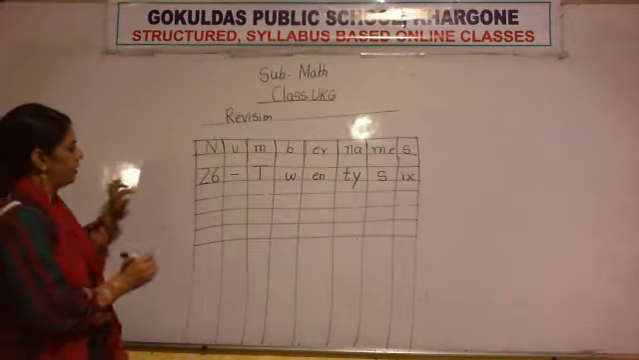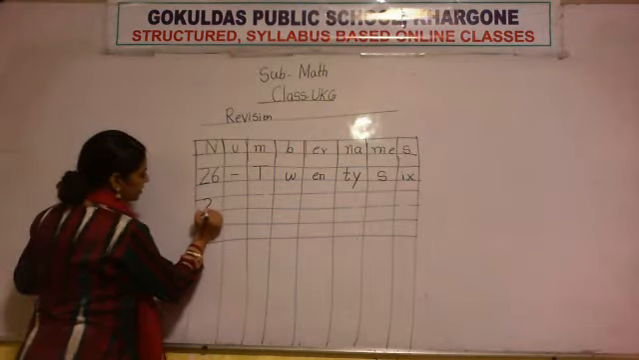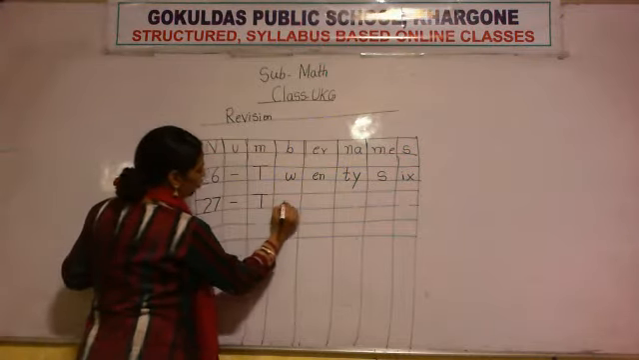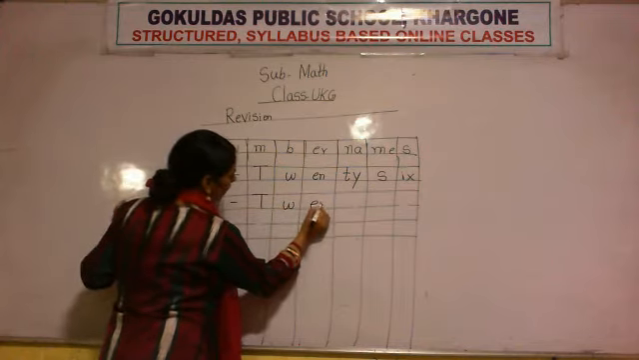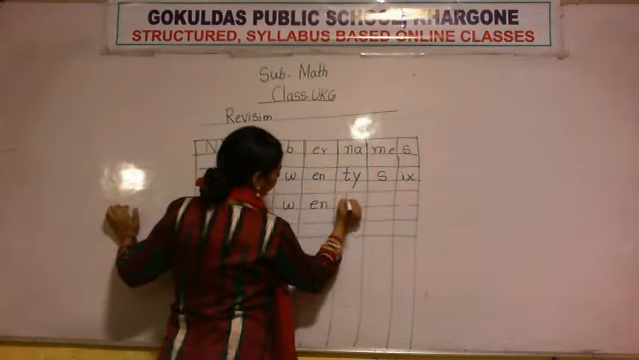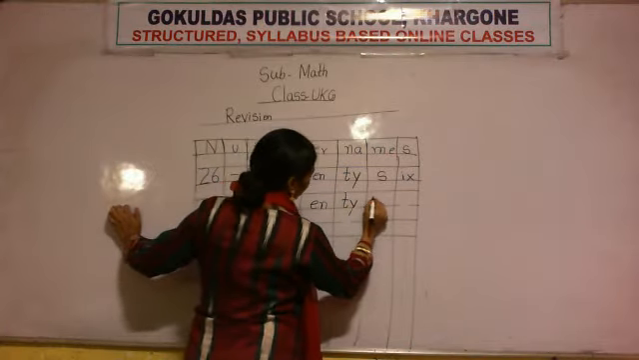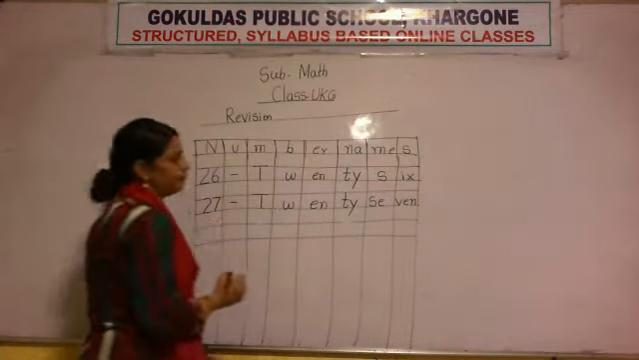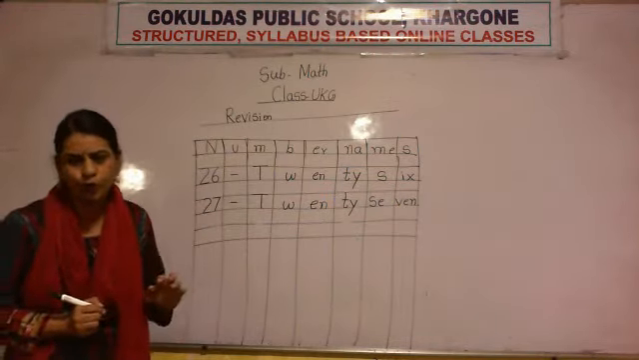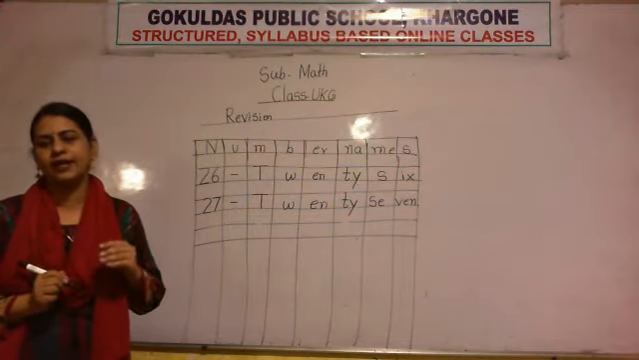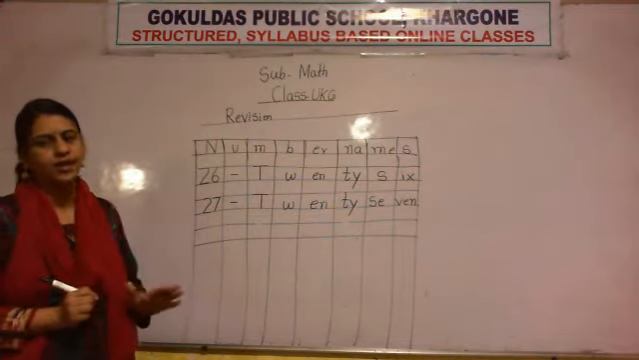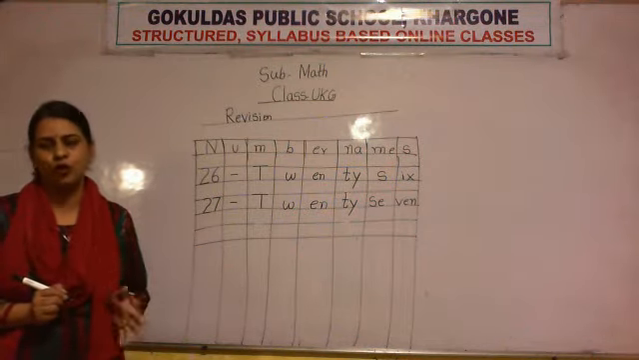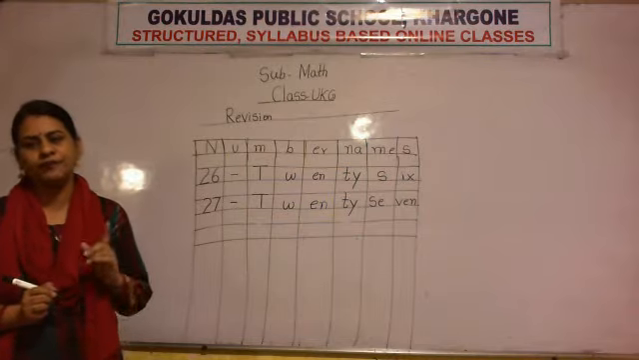After one column gap, now write here 2, 7, 27. So T W E N T Y, 20. Now the spelling of 7. S E V E N, 7. If you have space in your notebook, you can write one letter in one column also. It's not necessary that you write 2 to 3 letters in one column.